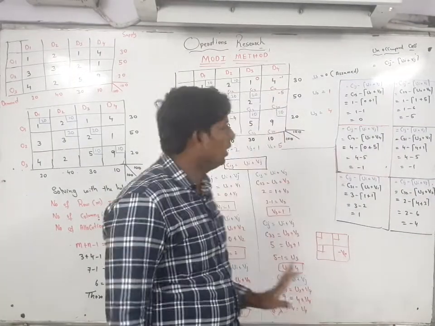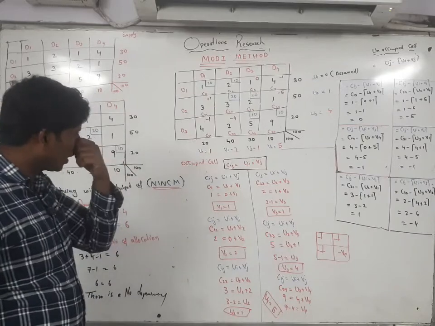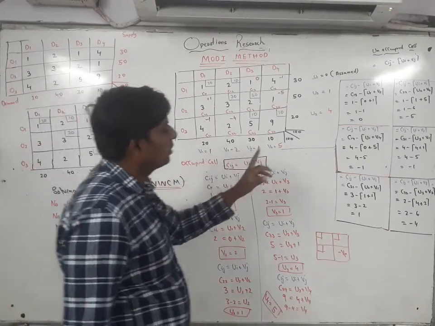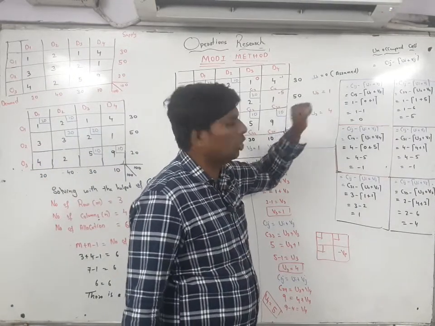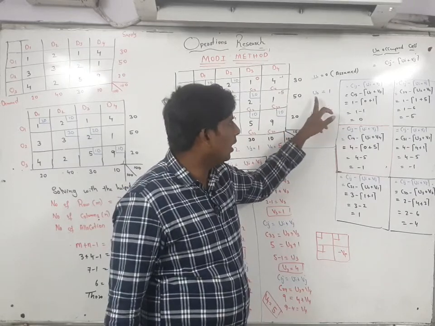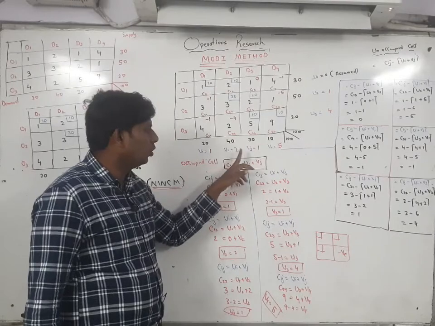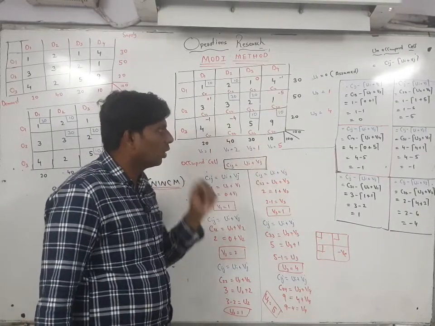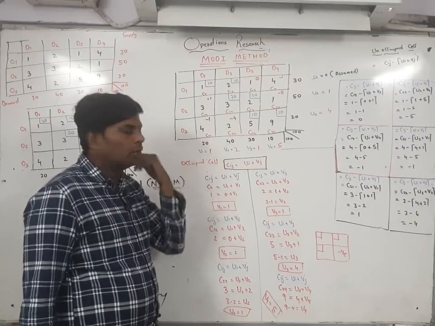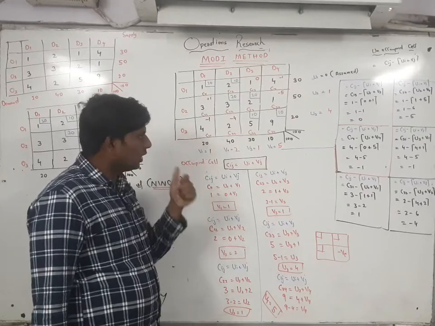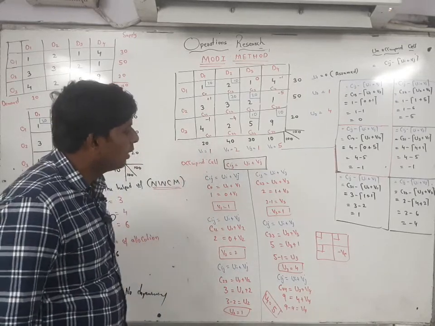Now, after seeing allocated and unallocated, at the time of starting for allocated cells, you have to assume u1 as 0. Then you will get the values of u2, u3, v1, v2, v3 and v4. After getting these values, remember u1 you have to assume as 0.